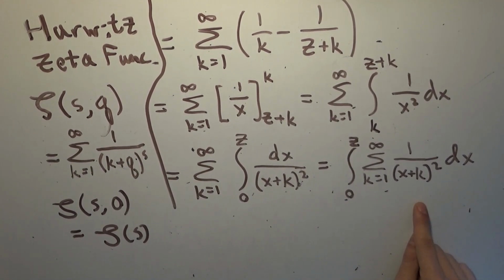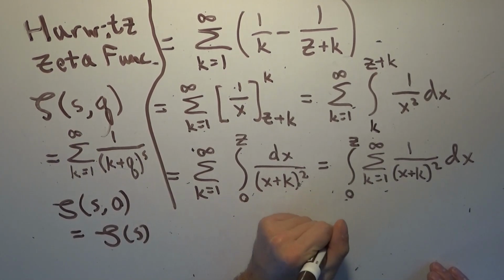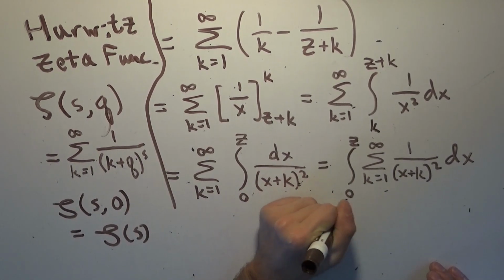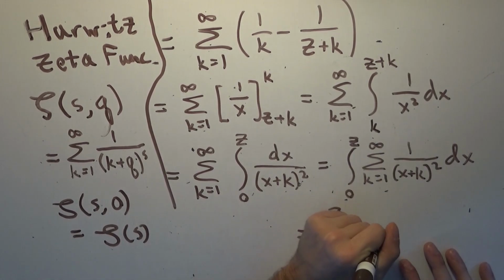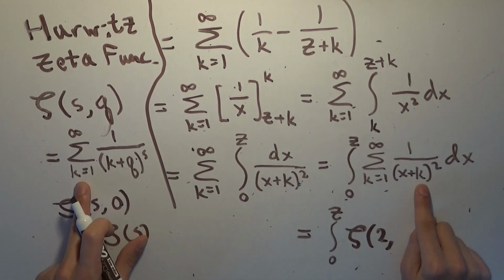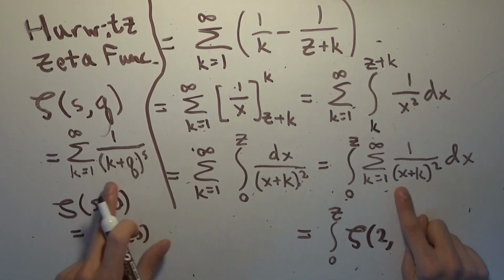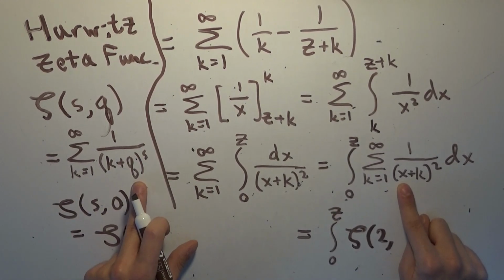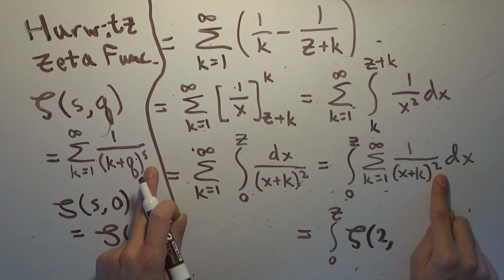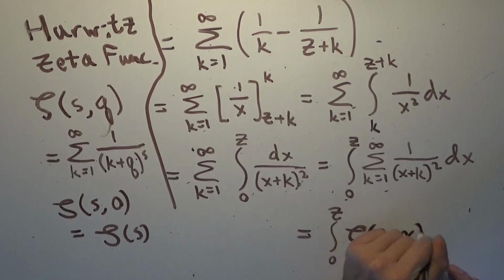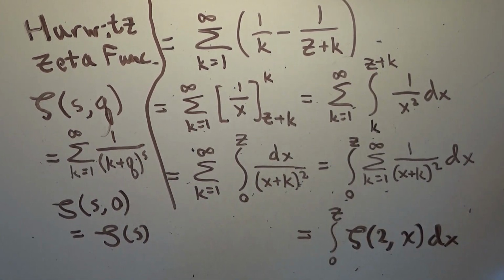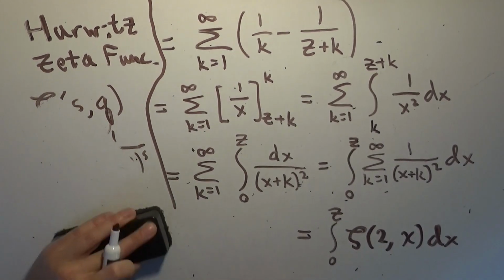So we can actually replace that and write it like this. So we have the integral from 0 to z of this Hurwitz zeta function, which is going to be zeta of 2 comma x. K is the running index, just like in the original definition, so x is the q in this case, and 2 is s. I hope that's clear. So this is the integral from 0 to z of the Hurwitz zeta function of 2 comma x dx. So I can probably erase this definition now.